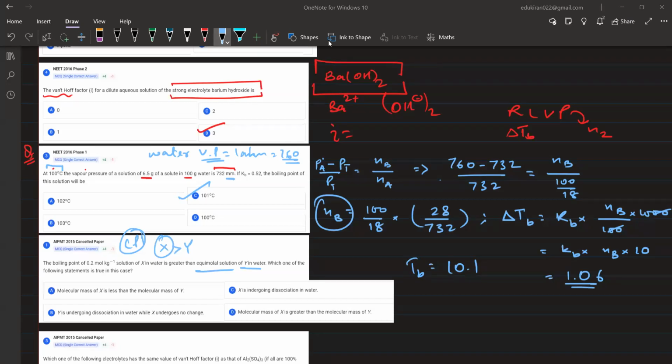Okay, Saif is saying D. Molecular mass. No, you are probably saying it the other way around. Colligative property is inversely proportional to molar mass, right? Let's see.